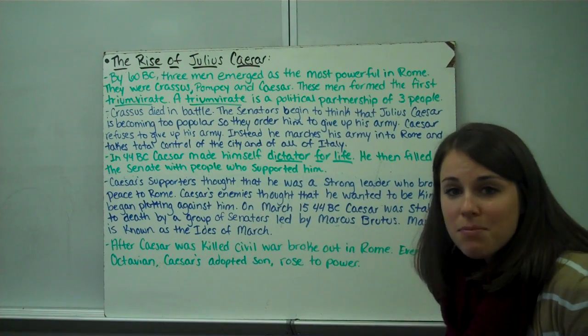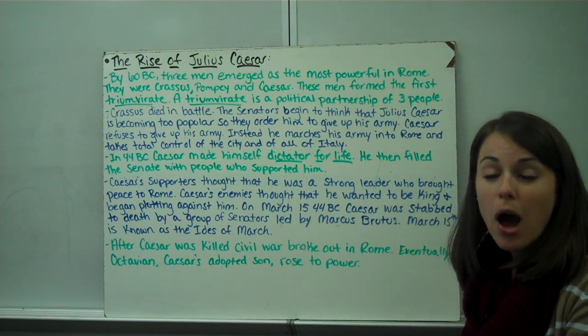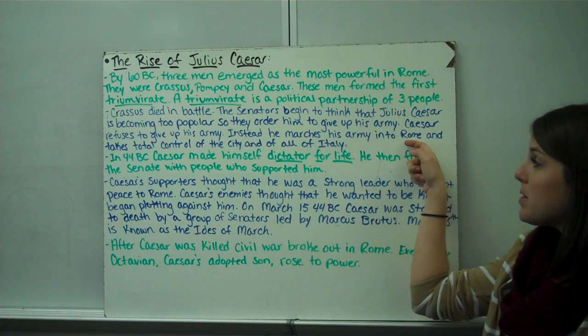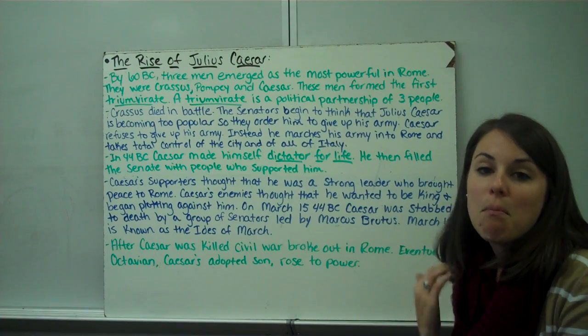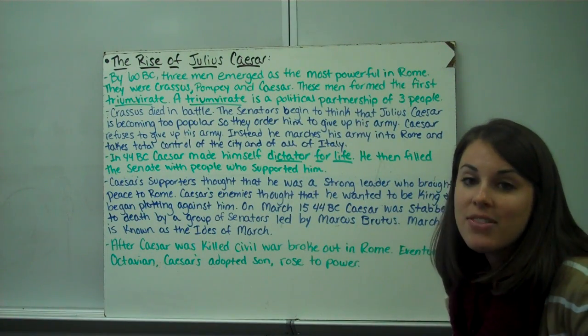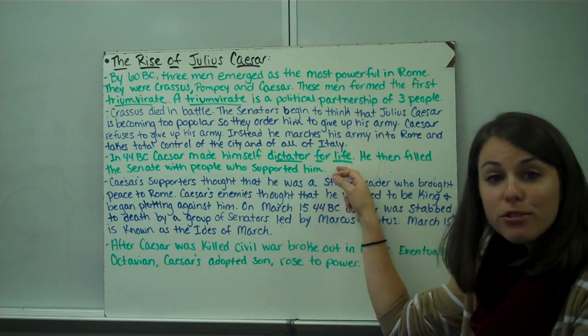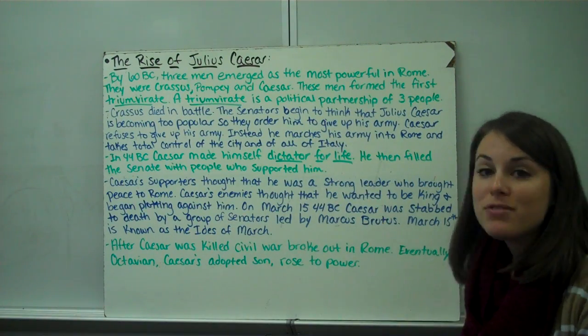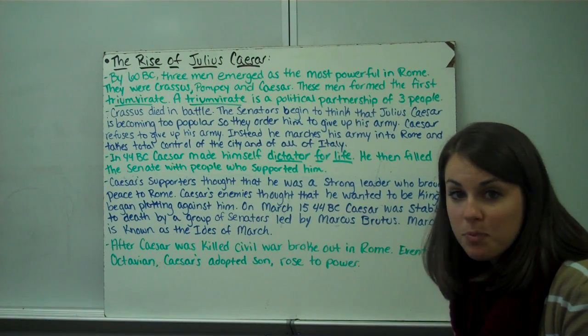The senators then began to think that Julius Caesar had too much power or was becoming too popular, so they ordered him to give up his army. Caesar refused to give up his army, and he actually then marched his army into Rome and took total control of the city and then total control of Italy. In 44 BC, Caesar made himself dictator for life. He then filled the Senate with people who only supported him.